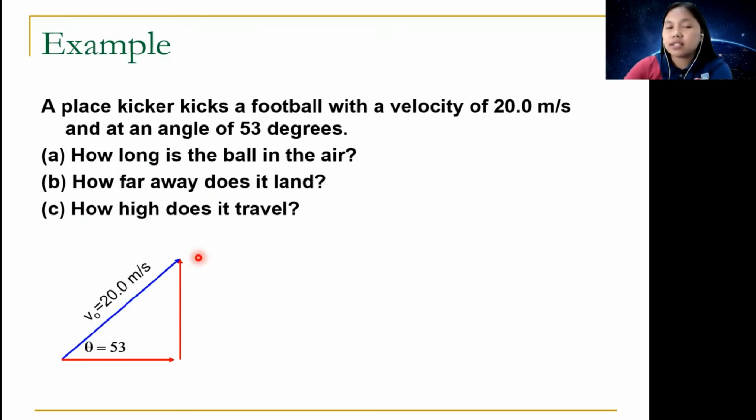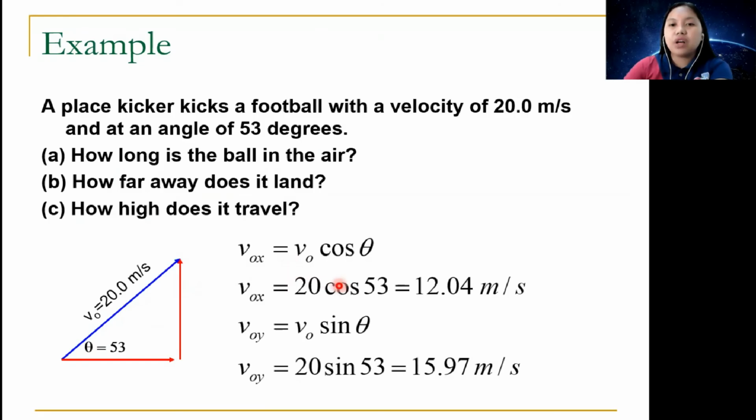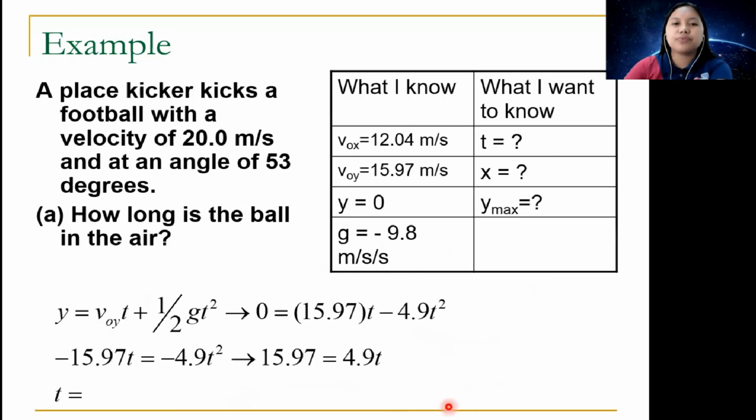Alright, so that means it is constant in horizontal motion. So we have the following. Alright, so we will solve it. Try to look at it carefully. So the x component velocity, initial velocity cosine theta, is equivalent to 12.04 meters per second. And for the y velocity, we have 15.97 meters per second. Alright, so now we have our vertical and horizontal motion, and our velocities for the x and y components.